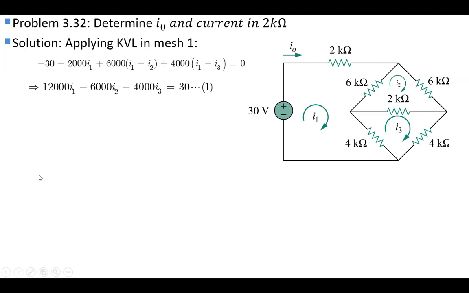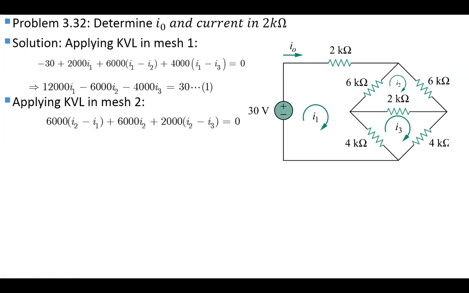We'll apply KVL in mesh number 2. You can see there are 3 elements in mesh number 2, so we'll be needing 3 voltages. Again, KVL says that the algebraic sum of the voltages across a loop is 0. So let's apply KVL. We have started from this point, and we'll be encountering the 6 kilo ohm resistance.